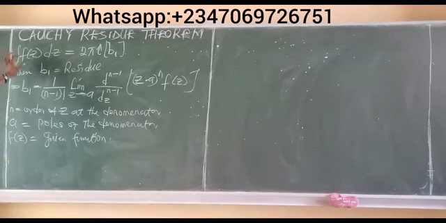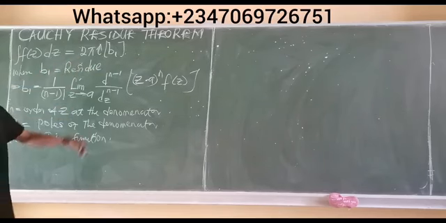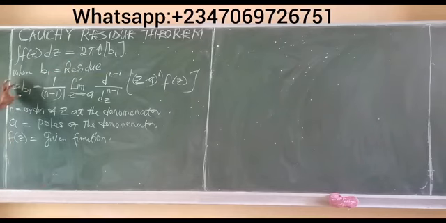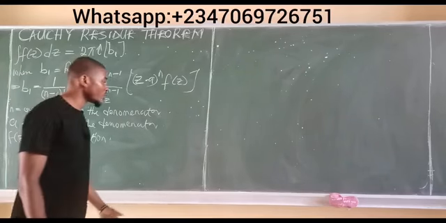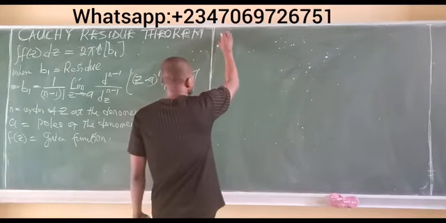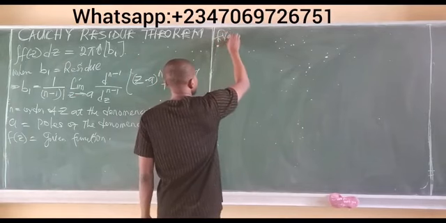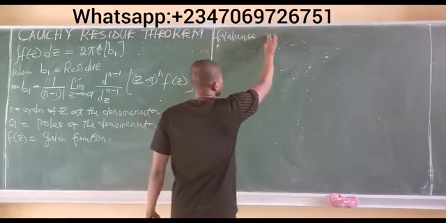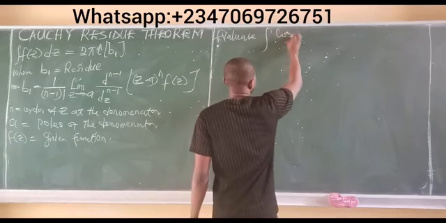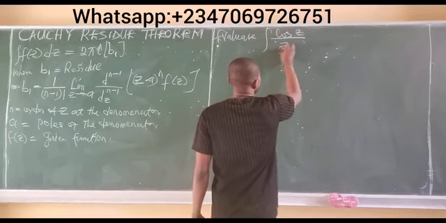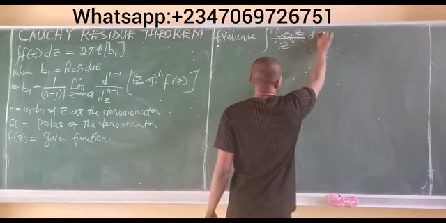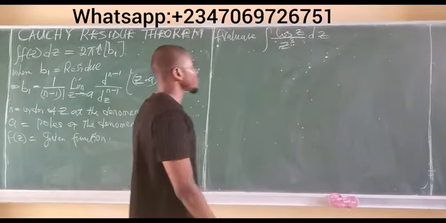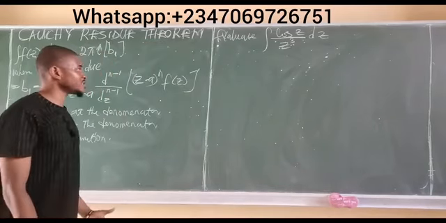The integral of a function f(z) dz is simply 2πi multiplied by b1, where b1 stands for the residue, and this is how you find the residue. Now let's take a very simple example and explain it. Let's say you're given to evaluate the integral of cos z all over z to the power of 3 dz.